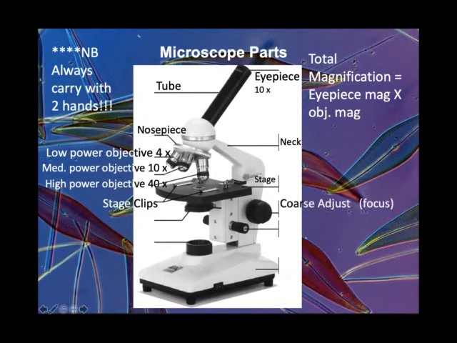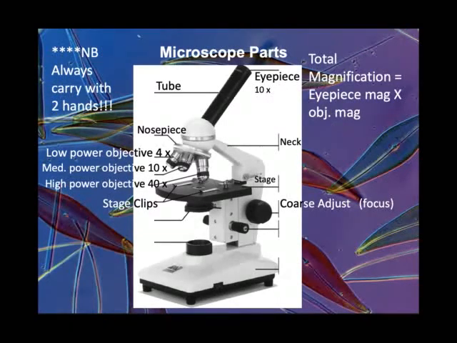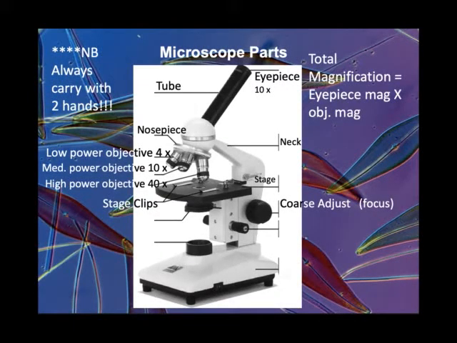You have the coarse adjustment here. This will move the stage the most. The thing about the coarse adjuster or the coarse focus is that if you use the coarse adjust with high power magnifications, the medium or the high power magnifications, you can actually move the stage so that the objective will break the glass slide, or the glass slide will break the objective lens. So you have to be really careful about using the coarse adjust.